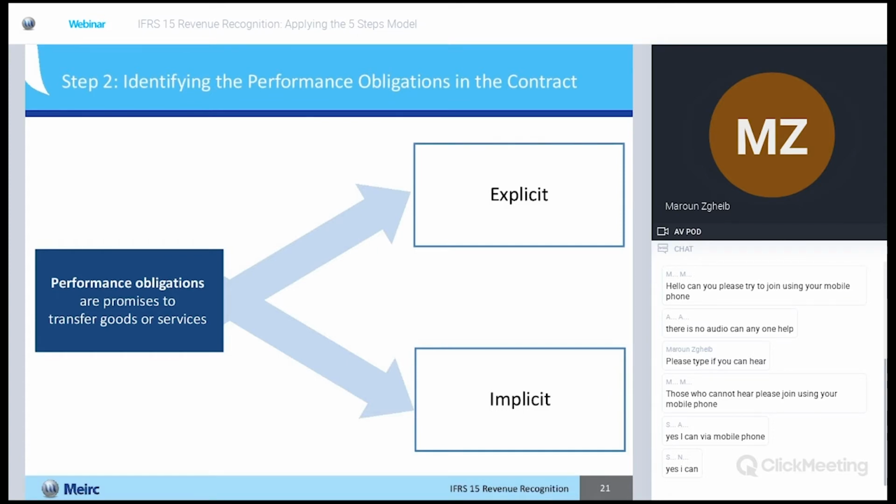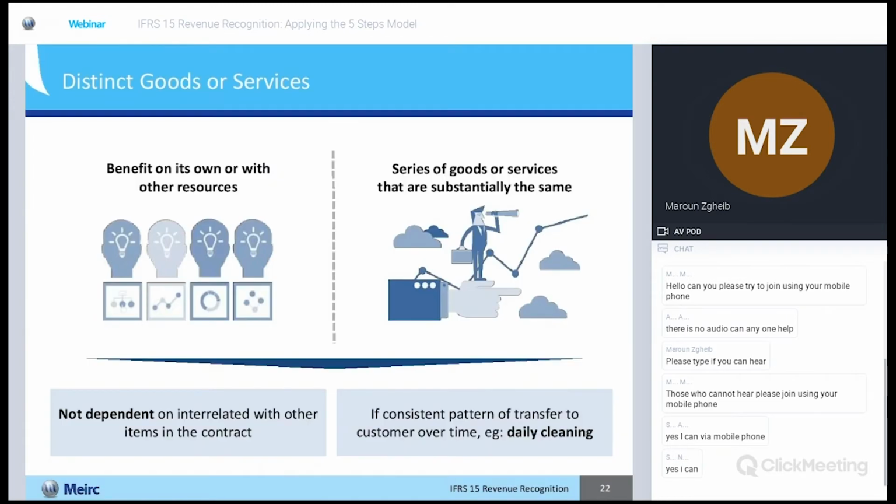So this step is very important because based on the number of performance obligations that you determine, the revenue or transaction price will be allocated to the performance obligations. The performance obligations can be distinct performance obligations, which means it's one performance obligation that you would do. For example, one visit to your doctor is one performance obligation.